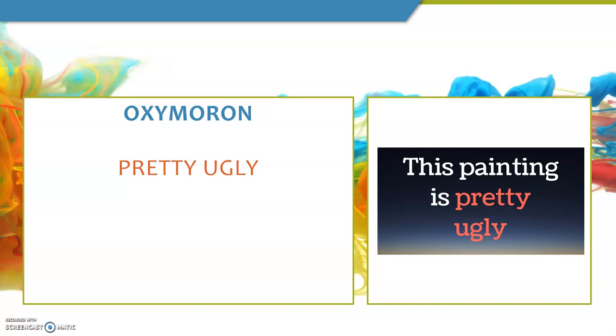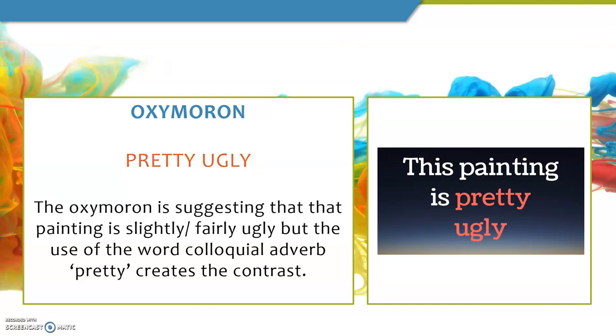Now, some of us may say this and know exactly what we are meaning to say. You know, it's when you want to say something is fairly ugly. It's a colloquial use. But obviously, when we look at it more critically, pretty and ugly are opposite words. So they actually contradict each other. But when you put them together, they create this descriptor which we use to describe something that's not really ugly, but it's pretty ugly. It's kind of ugly.